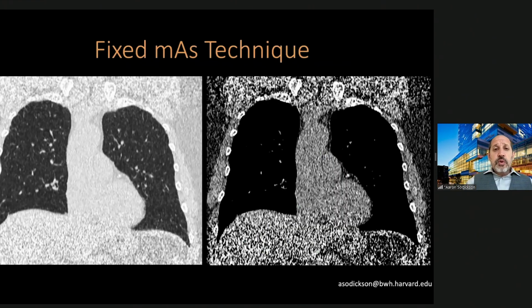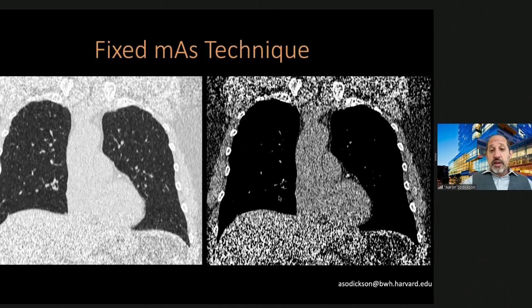Here's what happens if you don't use tube current modulation. This is from back in the day, a low dose lung cancer screening exam, fixed mAs technique. And you can see that we have much more noise through the shoulders and through the abdomen than we do through the central part of the chest, as you can see in the heart here.